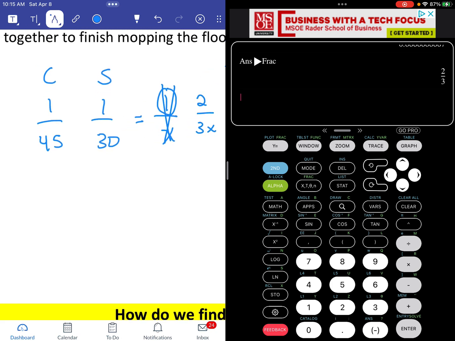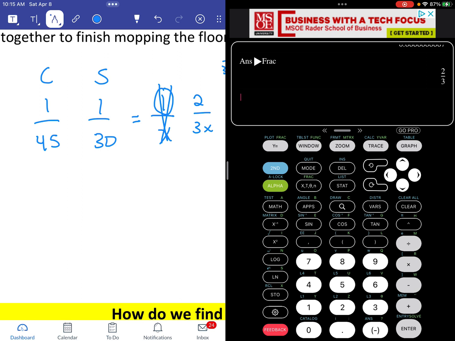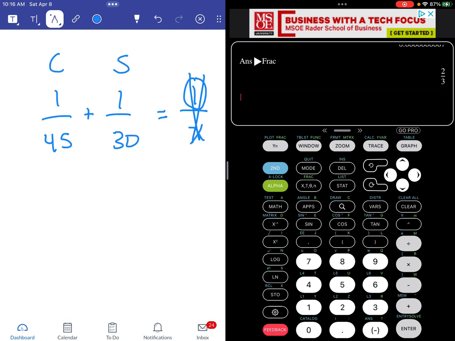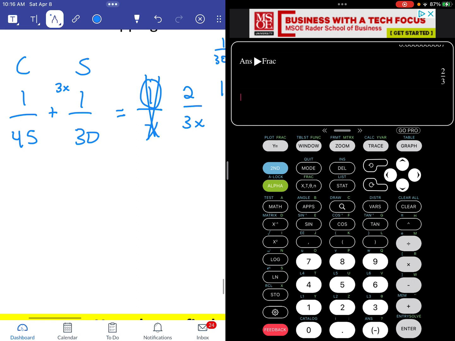Now, as I mentioned before in the last problem, you can find a more common denominator. So rather than multiplying all this stuff by 45, 30, and really big numbers, let's find a common term. Well, 45, 30, and 3 all go into 90. So if I multiply this by 2x, 2 times 45 is 90. If I multiply this by 3x, 3 times 30 is 90.